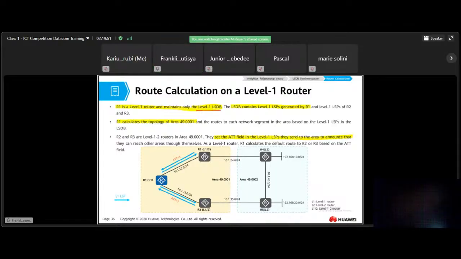Okay. So a level 1 router will calculate the topology based on the area ID that is provided. For example, here we have given the area ID for this area. So we calculate based on that area ID.